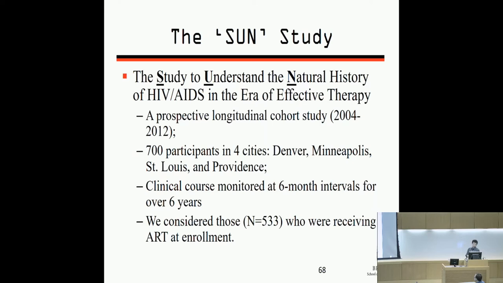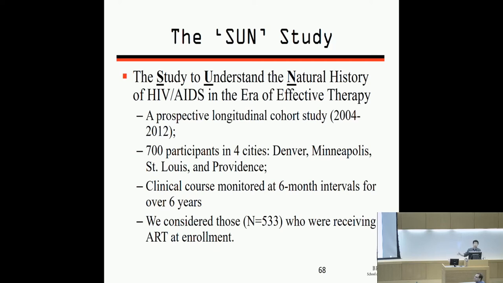And here's an illustration by applying the IPW methods to the SCIENCE study, which we published last year in AIDS and Behavior. The SCIENCE study stands for the study to understand the natural history of HIV. This is a prospective longitudinal cohort study, conducted from 2004 to 2012. The study enrolled 700 participants in four study sites, in Denver, Minneapolis, St. Louis, and Providence. And we collected the clinical outcome data at 6 months interval for over 6 years.